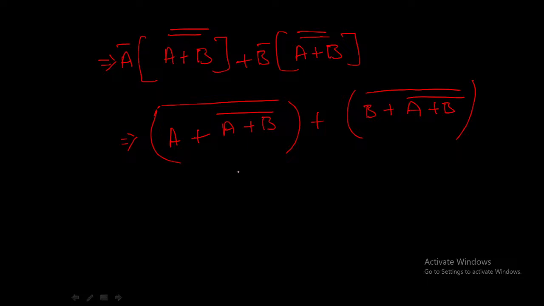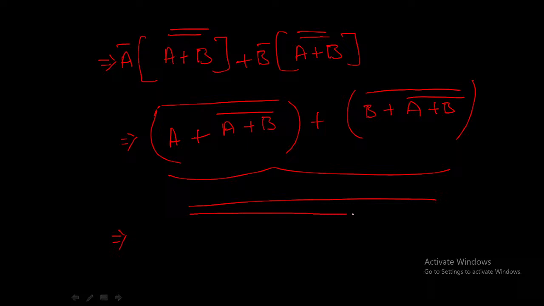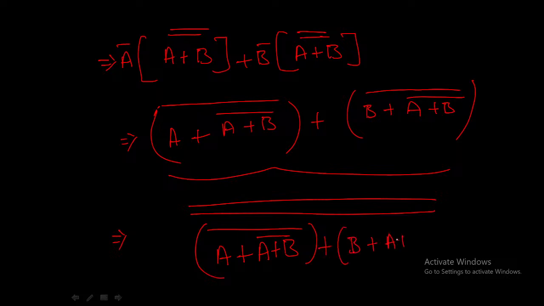Now this can be further simplified. I'm applying double complement to the whole term. So it will become double complement of a plus b bar the whole bar plus b plus a plus b bar the whole bar. That's it. So this is the term we are having. Now this term we are going to implement using NOR gates.